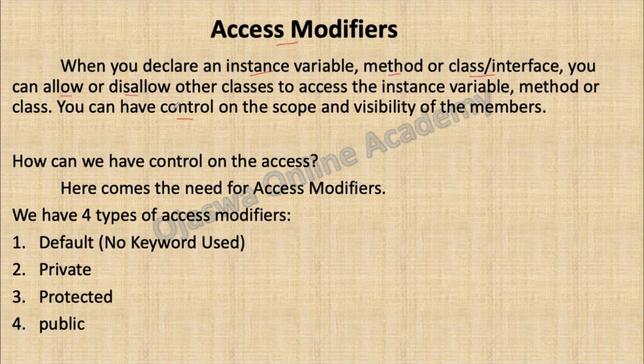We have 4 types of access modifiers. Default, in which we do not use any keyword. Private is specified using the private keyword. Protected is specified using the protected keyword. And public is specified using the public keyword.